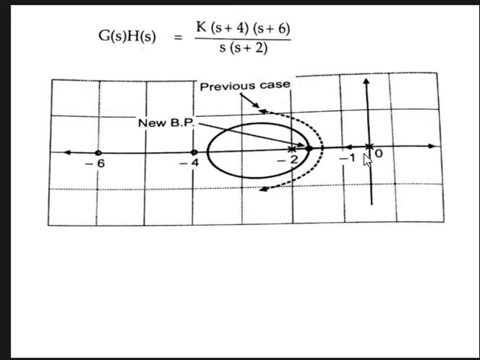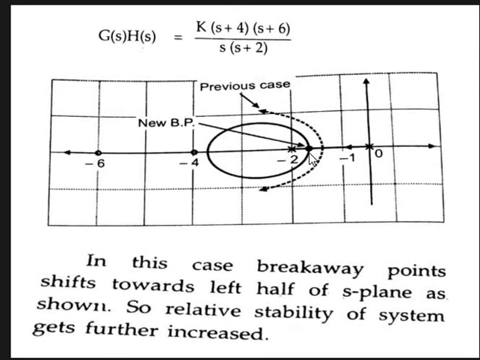This is the imaginary axis. In the initial or previous case, the breakaway point is this one, and now the present breakaway point is this one, so the breakaway point is shifted to here, moving away from the imaginary axis. So the root locus bends away from the imaginary axis. If the root locus is bent away from, or moving away from, the imaginary axis, the system is more stable. If the root locus moves towards the imaginary axis, the system is unstable.